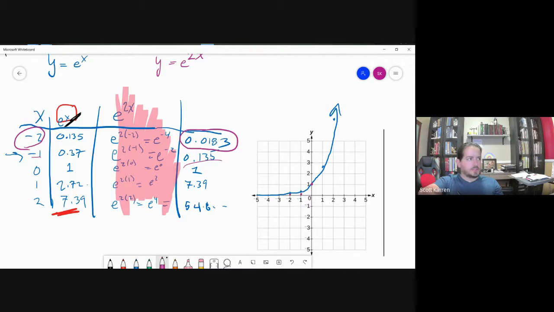If x was 1, I got 7.39, so we're right there. And if x were 2, then I'm way up there. So what happens on this graph, I'm going to try to do this as carefully as I can. I come in below the graph until I swing through that pivot point, and then I'm above the graph.